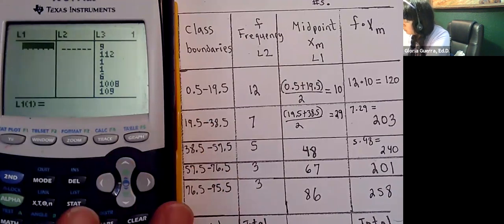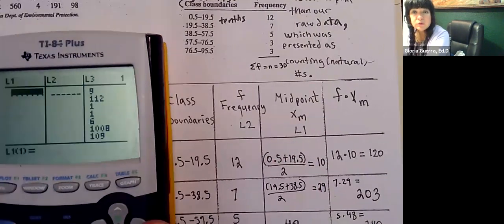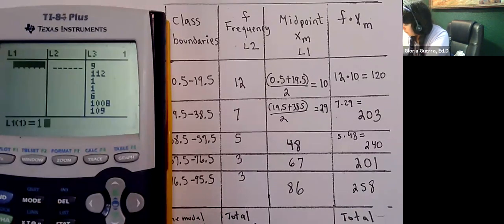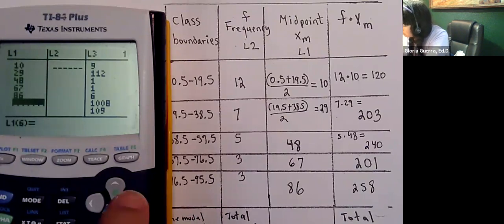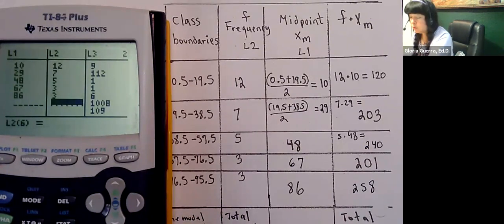Okay, and then you're going to enter your midpoints in L1. So your midpoints are going to be 10, 29, 48, 67, 86. Okay, then you go to the second column, L2, and you're going to put your frequencies in: 12, 7, 5, 3, 3.